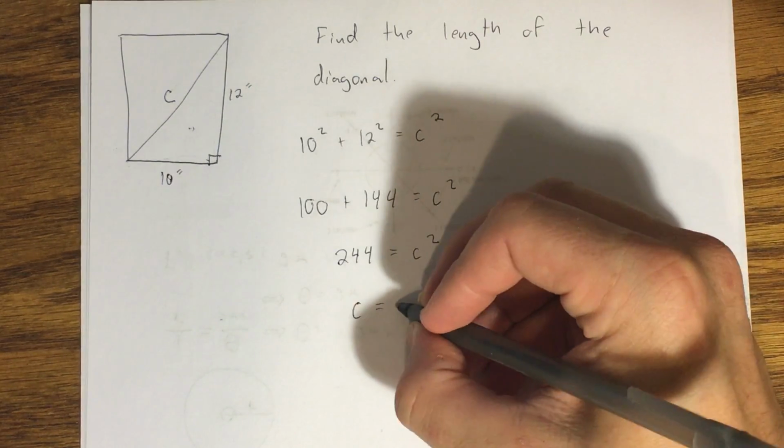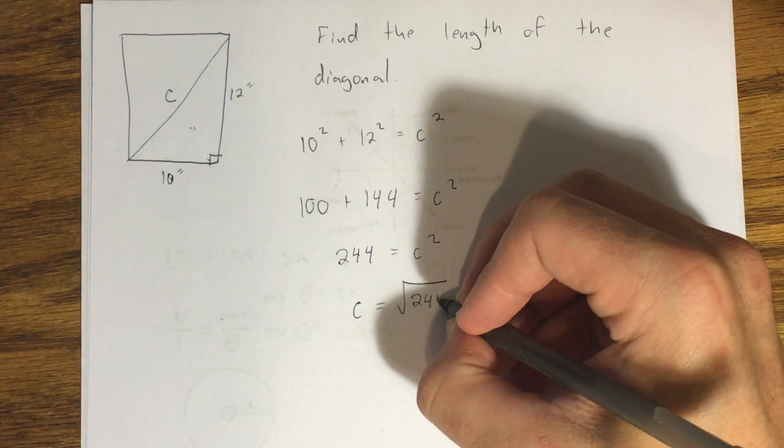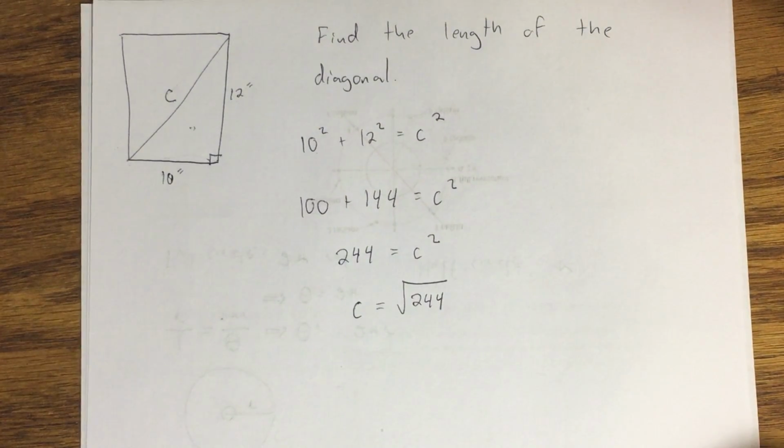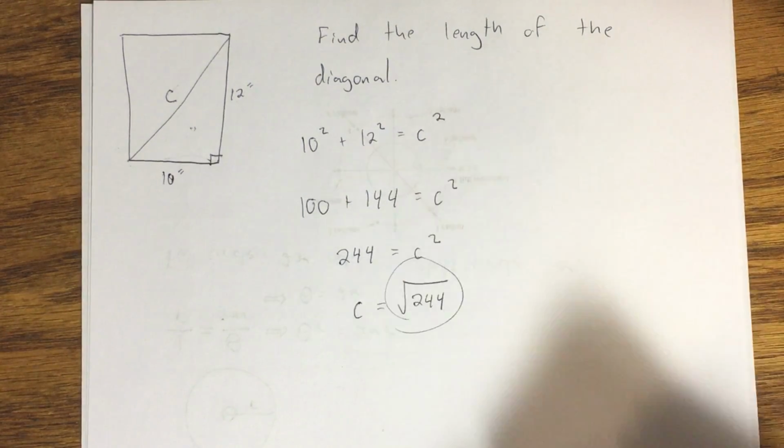And then c is the square root of 244. And yeah, I can simplify that. I think I'm actually just going to leave it at this in this case.